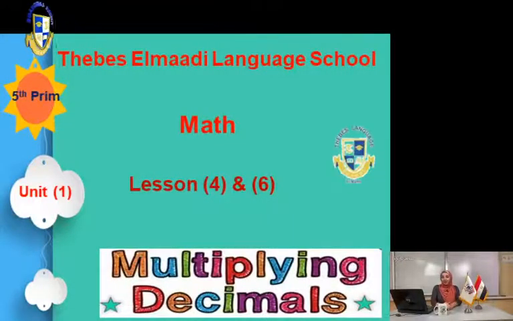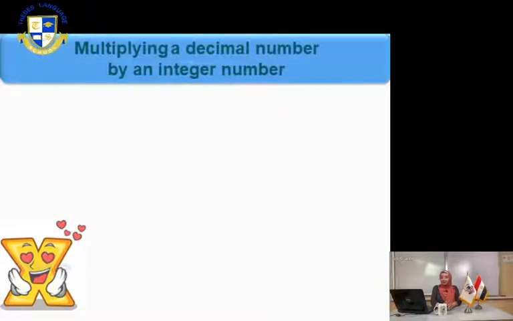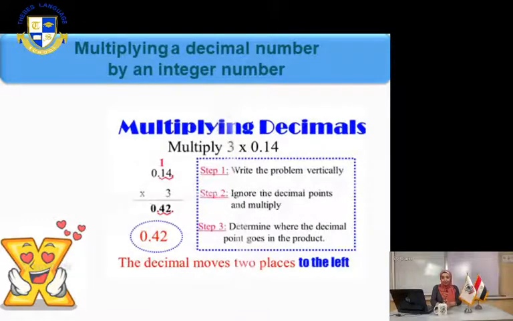Here our lesson is multiplying a decimal number by an integer number or a whole number. How can we multiply a decimal number by a whole number? First, we have to follow these steps. Let's see. Multiply 3 by 0.14. How can we do it? The first step, write this problem vertical. Then, the second step, ignore the decimal point and start multiplying.